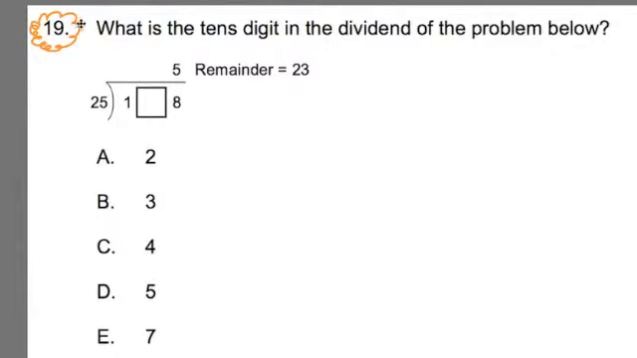All right, here we go. Number 19. What is the tens digit in the dividend of the problem below? And they give us this problem. Has a bunch of components. The dividend refers to this number here that's being divided by the 25. So whatever number this is, we usually read it as this number divided by 25. And it says here that that 25 goes into it evenly 5 times and has a remainder of 23. We've got to find that unknown digit.